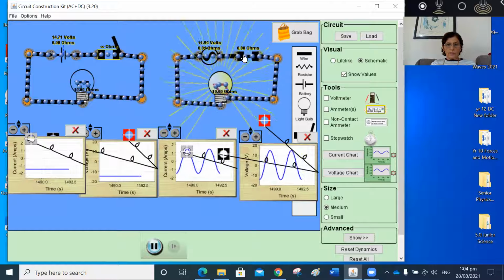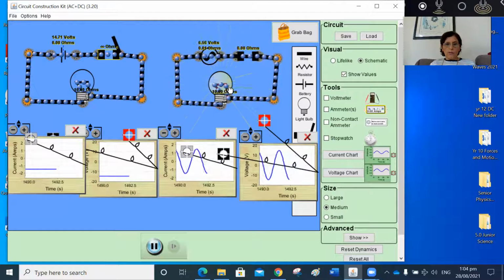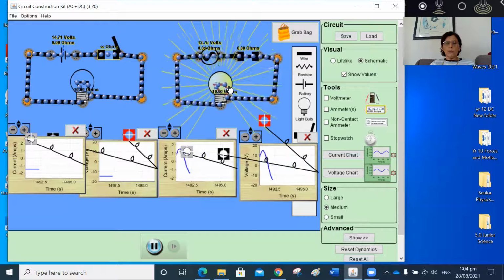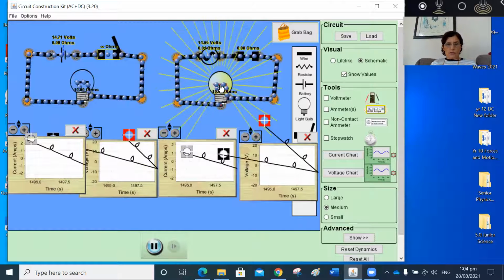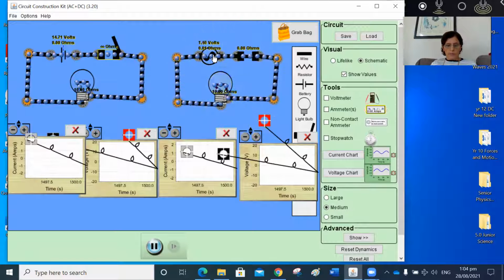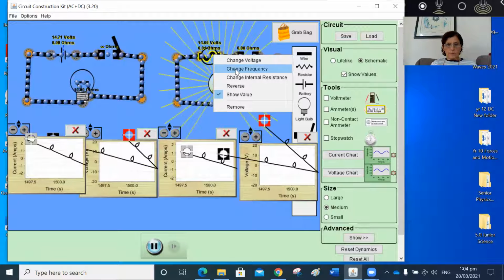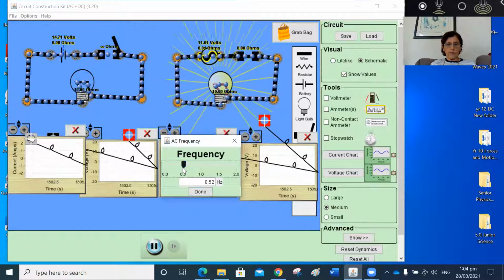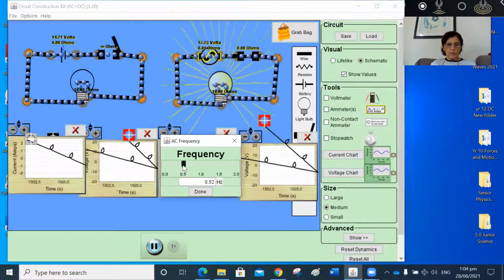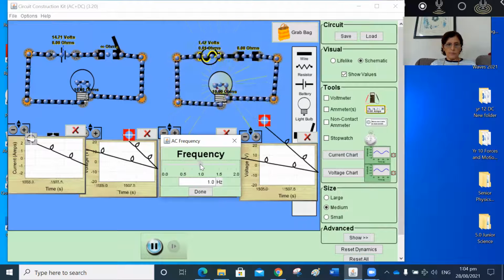And this time we're going to look at how the frequency of the AC supply affects the flashing of these lamps. So let's change the frequency. Presently, frequency is 0.5, and I will change it from 0.5 to 1. So the frequency has increased. That means current is changing direction more often.